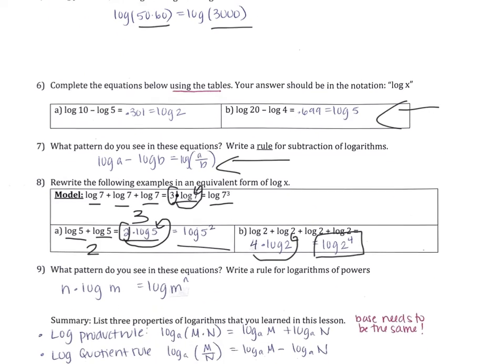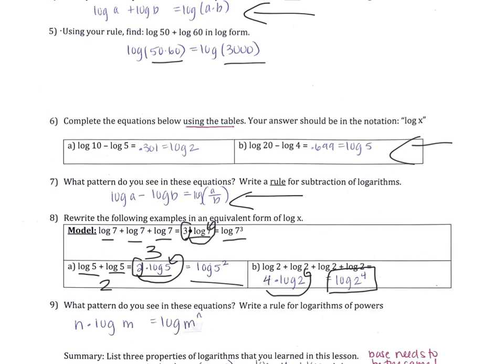Okay? So now, what pattern do you notice? We have n times log m equals log m to the n. So that's our rule. So we notice the pattern. Whatever number was in front of the log, we brought it in, put it to the exponent. So n is the number of those logs, and then we just put it in the exponent.